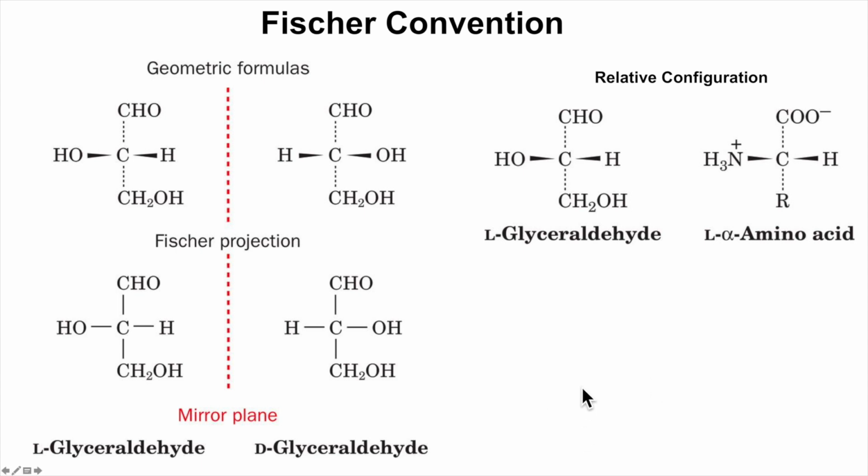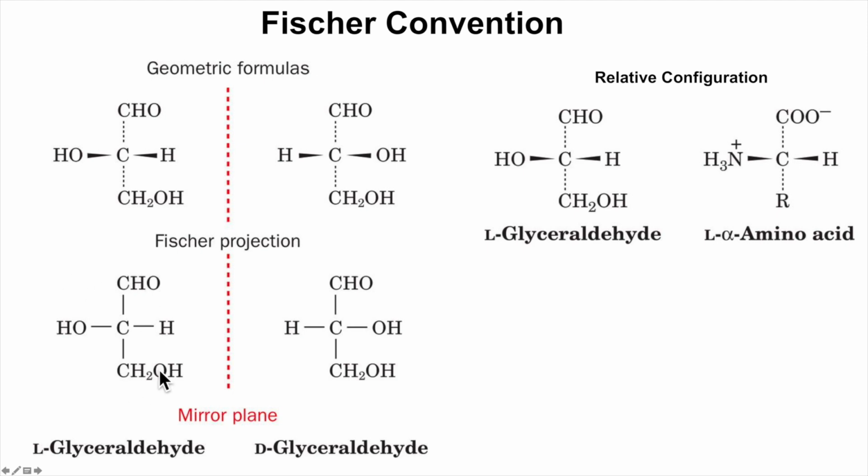If we look at this molecule right here, this is glyceraldehyde. We see that it is a chiral carbon, that is, it's got 4 different substituents. These are the geometric formulas, and again, the hydrogen and the hydroxyl are coming at us, and then the aldehyde and the CH2OH are going back into the plane. This is a mirror image, and this right here is the Fischer projection.